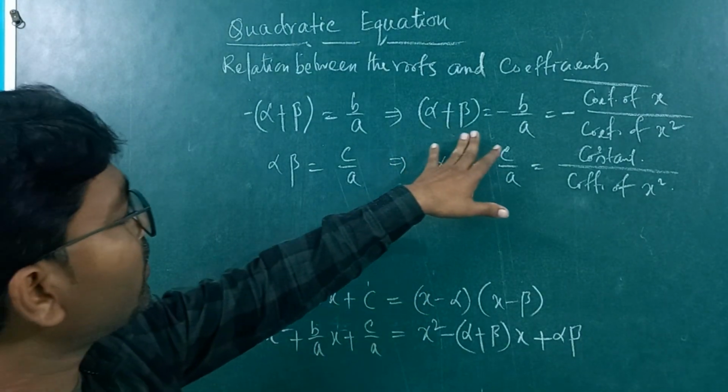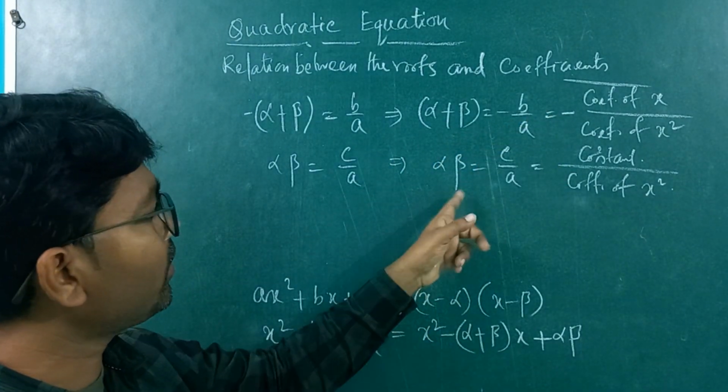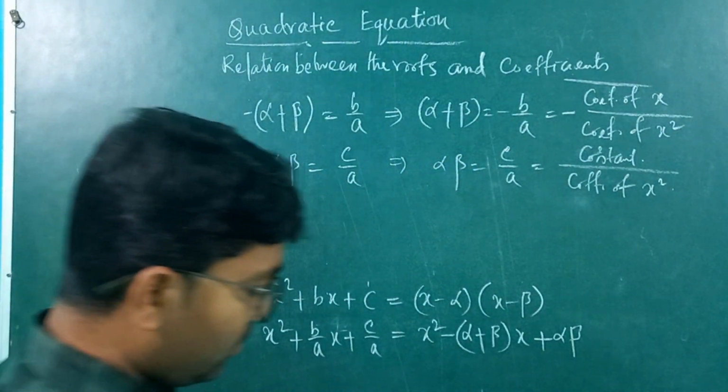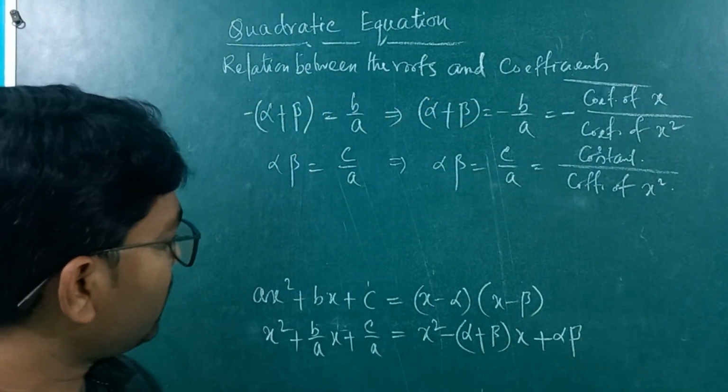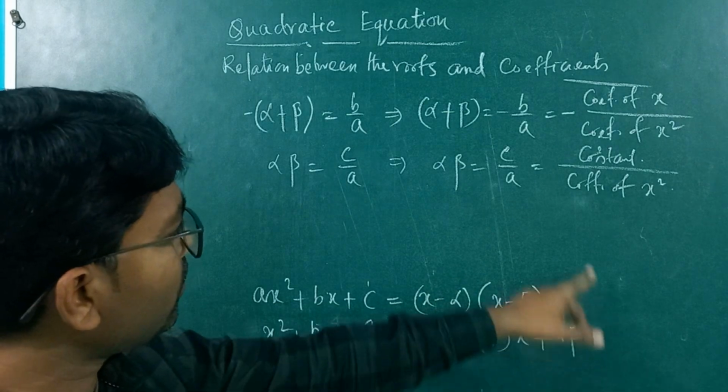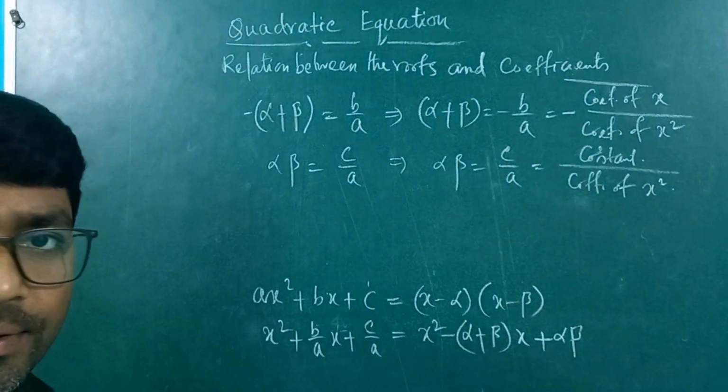That is alpha plus beta equal to minus b by a and alpha beta equal to c by a. This is the relation between the roots and the coefficient, and from where we get this you can easily understand.